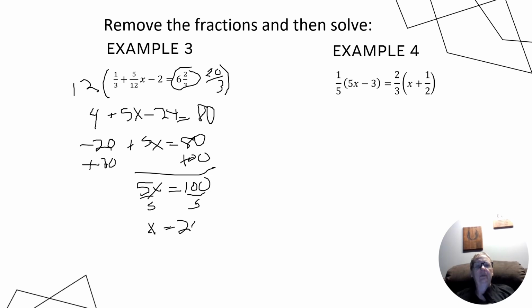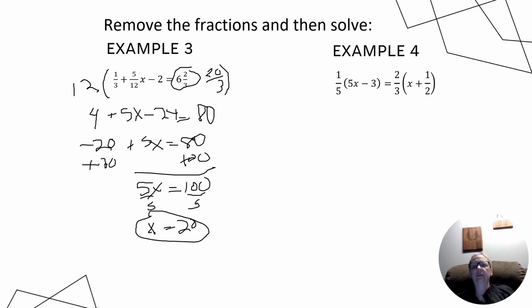You definitely want to go back and check, and you want to go back and put the 20 in for x with the fractions. So you'd punch in 1/3 plus 5 twelfths times 20 minus 2, and you should get 6 2/3, and it does work. So there you go. Now, for example 4, we have 2 distributions.